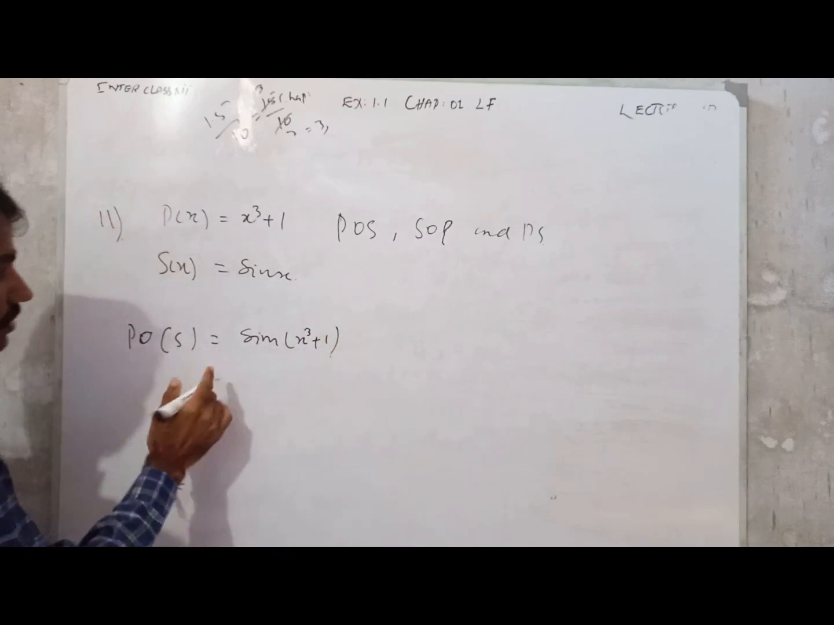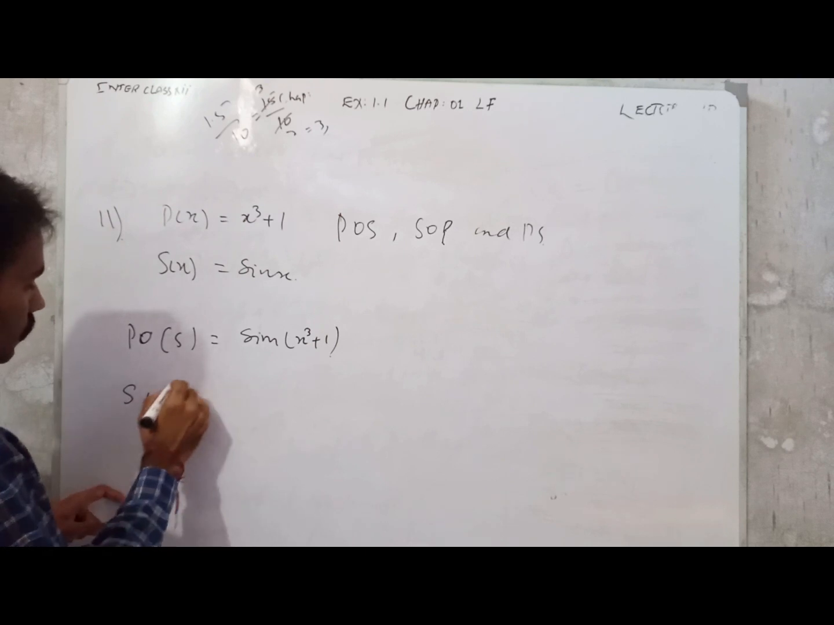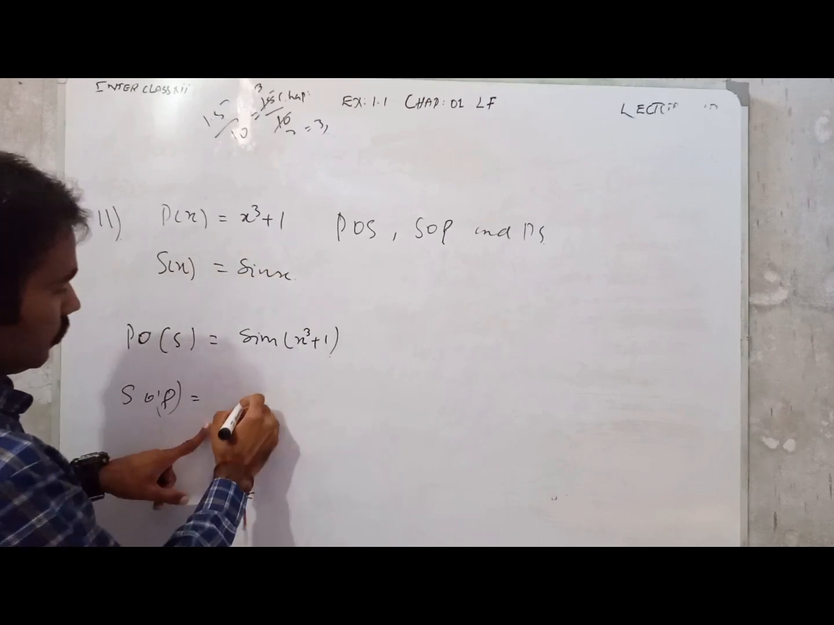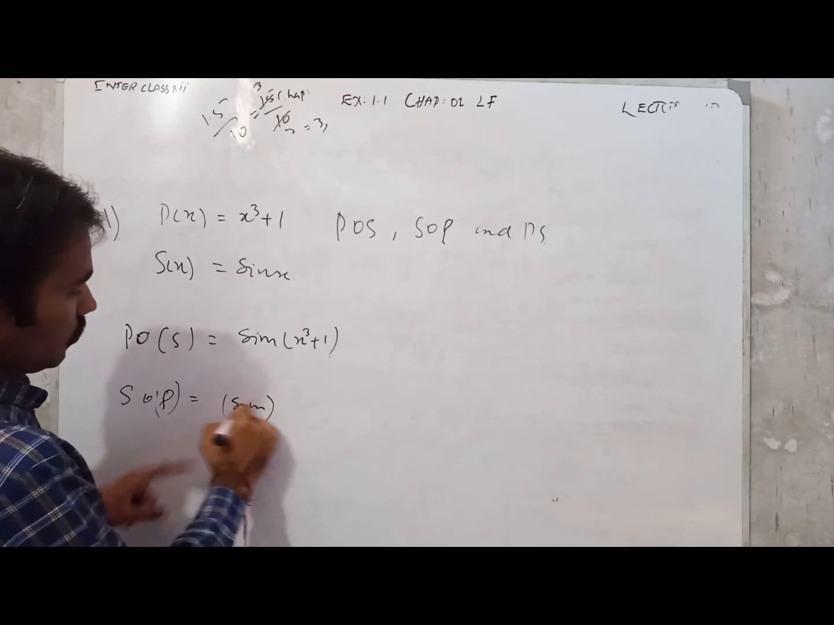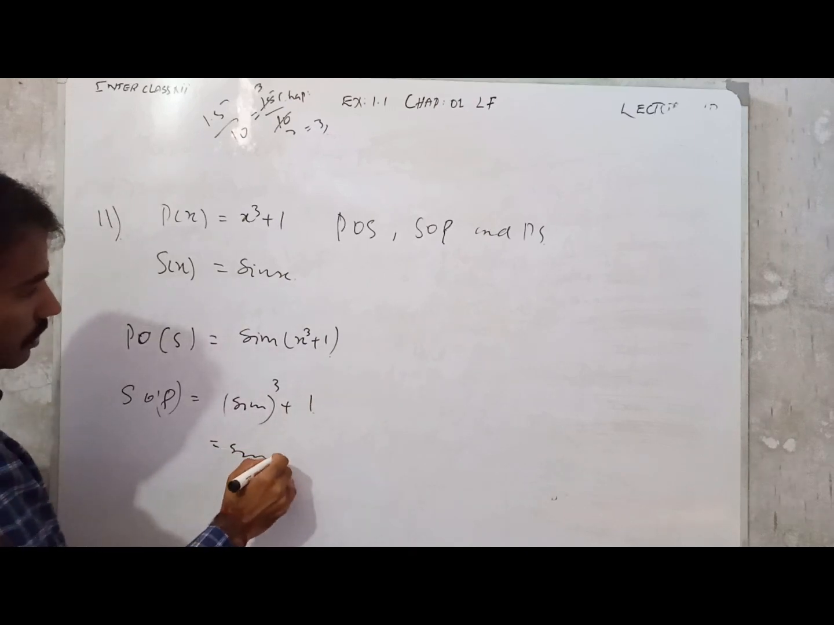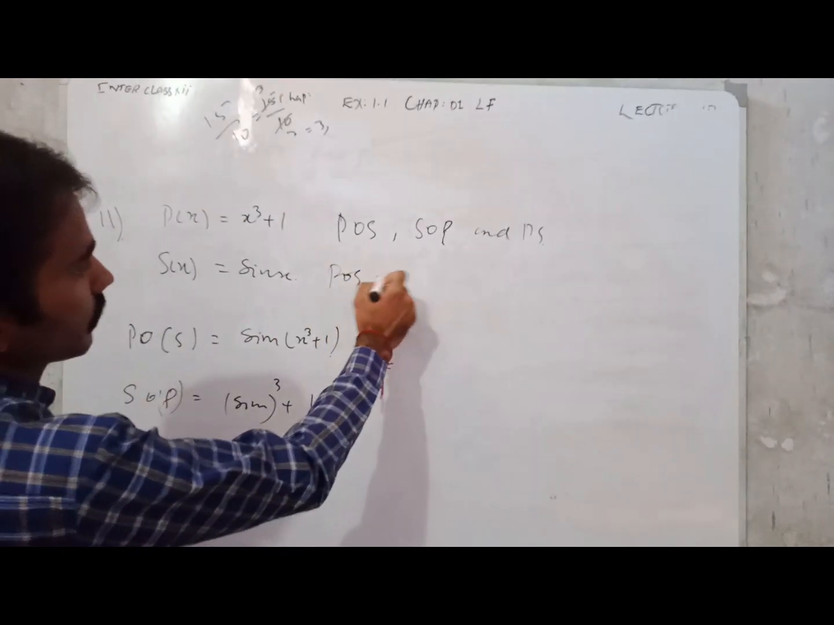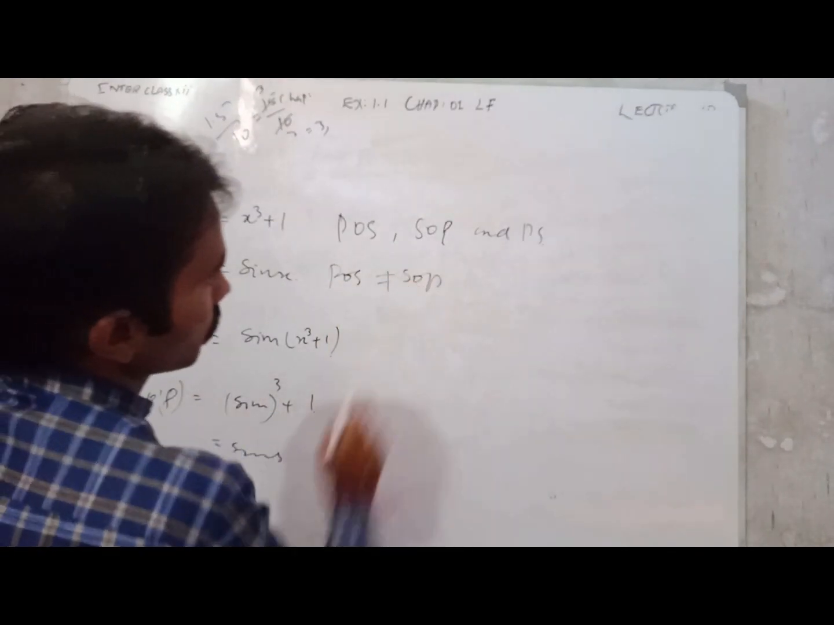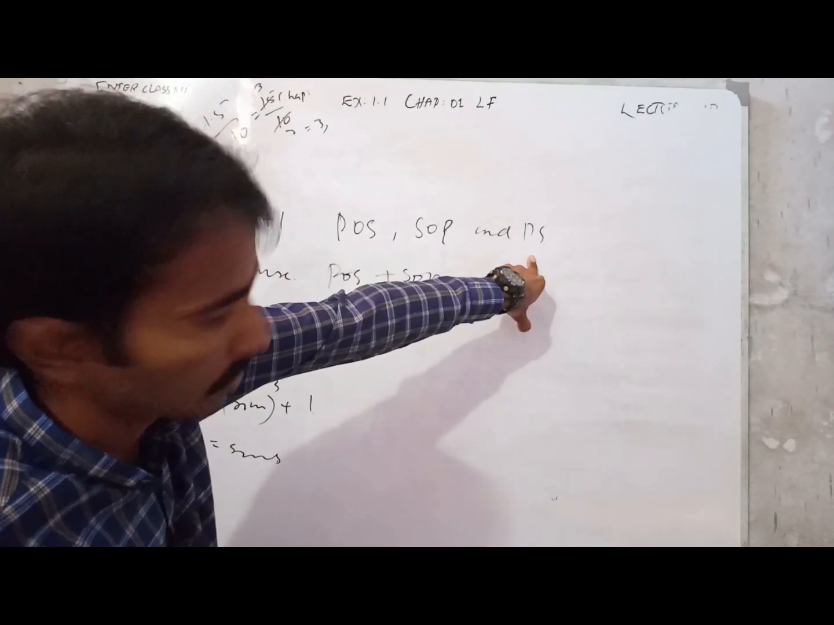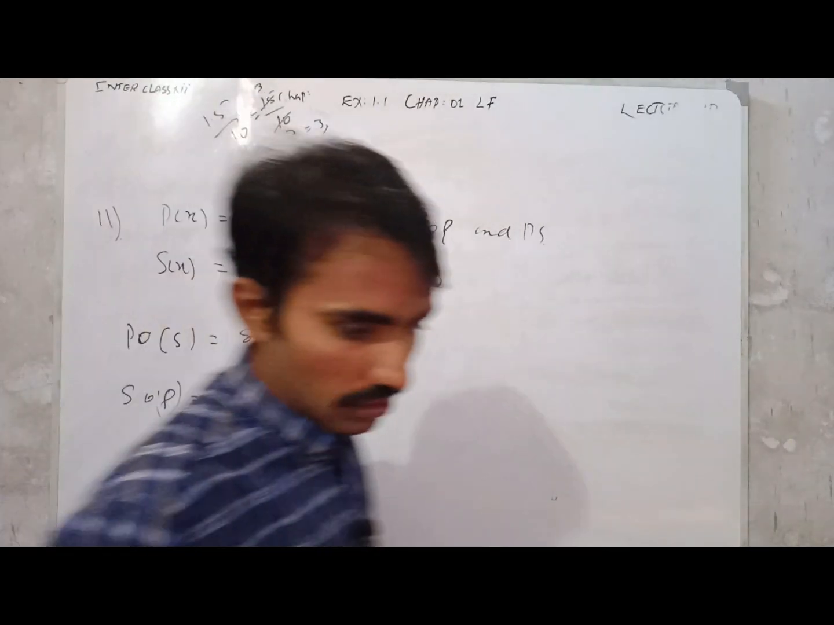So this is the p of s, and s of p is equal to, you just put s in the cube, so sine of the whole cube plus 1. So now we have proved that s of p is not equal to p of s. And now you can find the product, multiply p into s, both functions, p of x into s of x. You will get the answer.